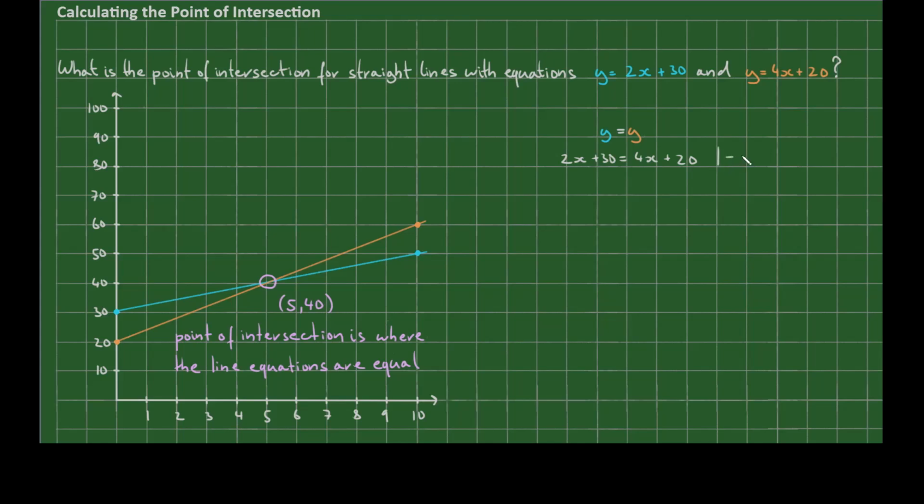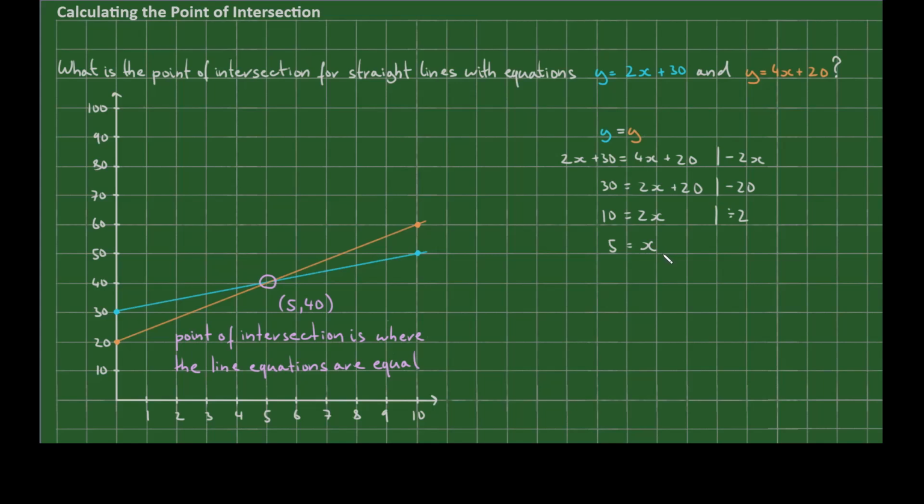I'm going to subtract 2x from both sides, and that will give me 30 equals 2x plus 20, and then I'm going to subtract 20 from both sides. That will give me 10 equals 2x. The final step is to transpose the 2 by division, which will give me 5 equals x. This is telling me that at the point of intersection, the x-coordinate is a 5.